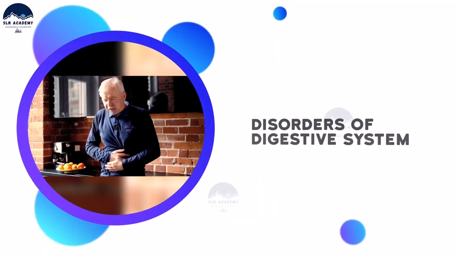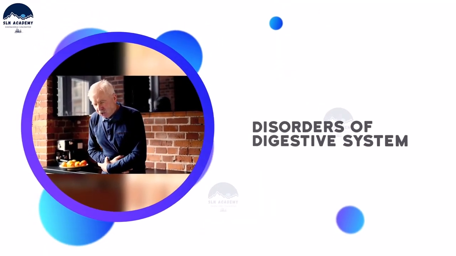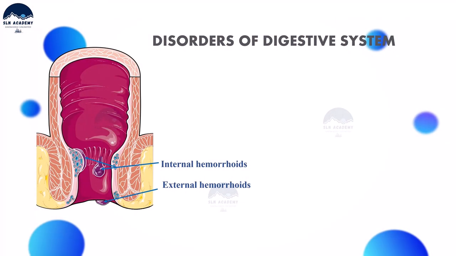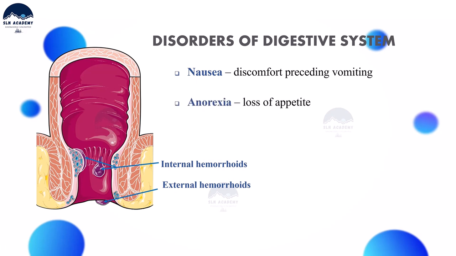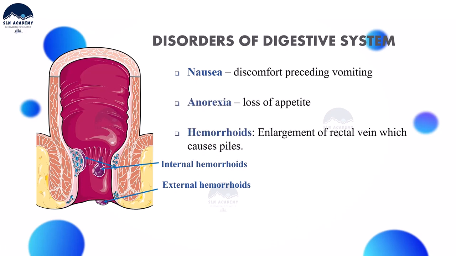Disorders of the digestive system. Nausea, which is a discomfort preceding vomiting. Anorexia, which is a loss of appetite. Hemorrhoids, a condition in which enlargement of the rectal vein causes piles. Dyspepsia, indigestion due to defective diet.